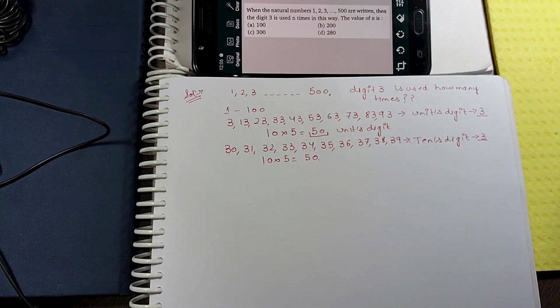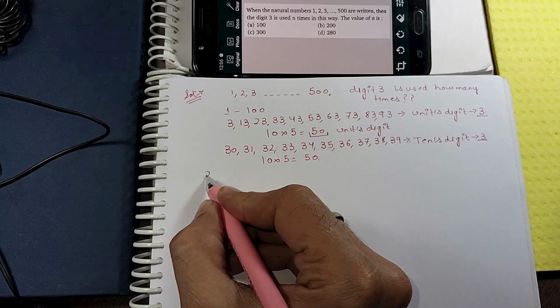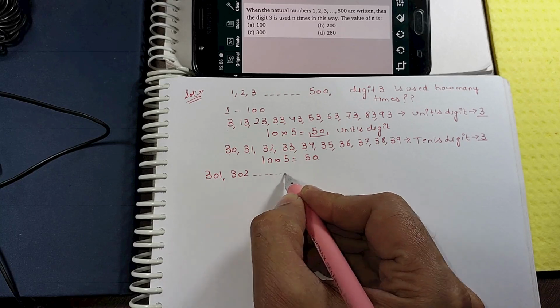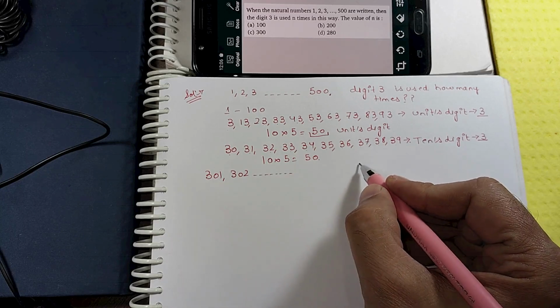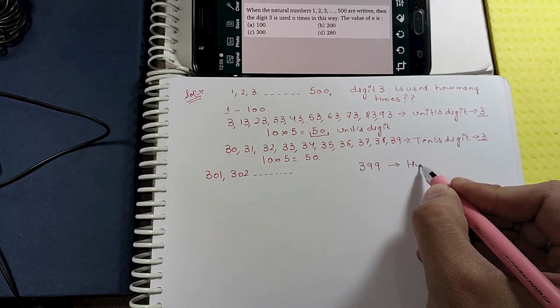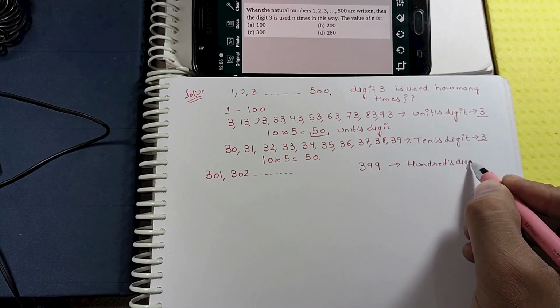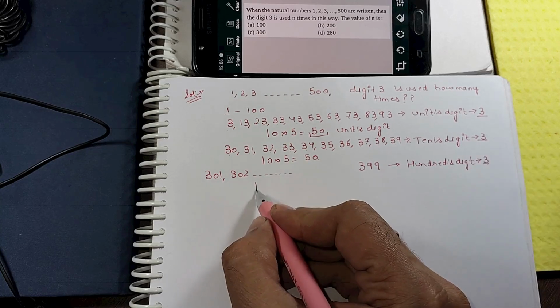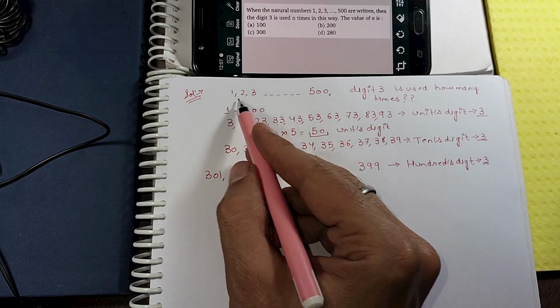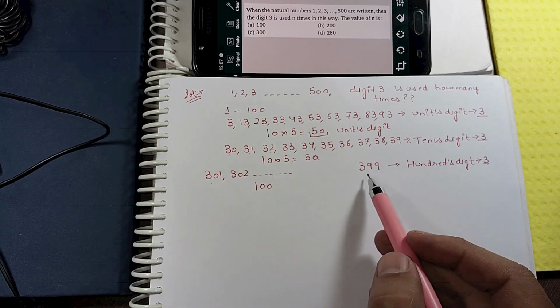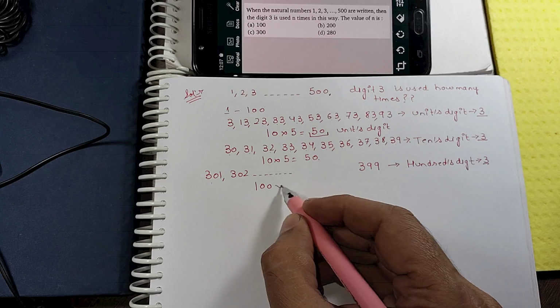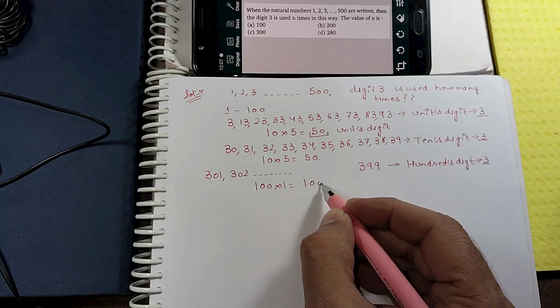Right? Now at the hundreds digit, the digit 3 is used when we count from 301, 302, and so on up to 399. So at the hundreds digit it will be used how many times? 100 times. Right? So this will be 100. And this is only happening for the series 300 to 399, so I will have to multiply by 1, so that will be 100 only.